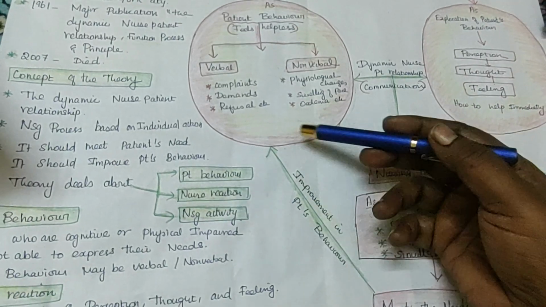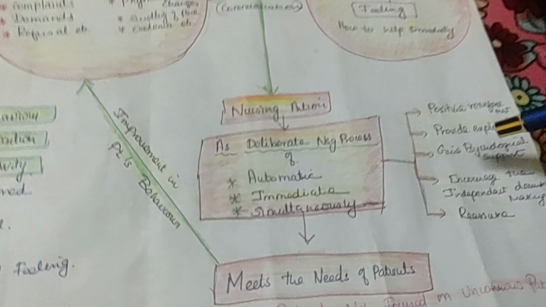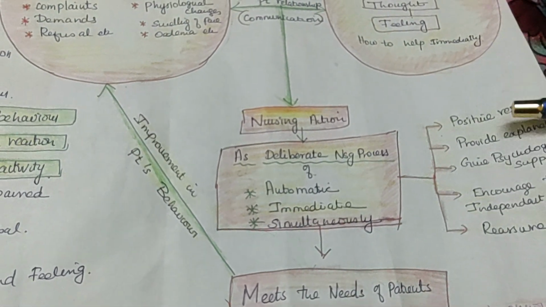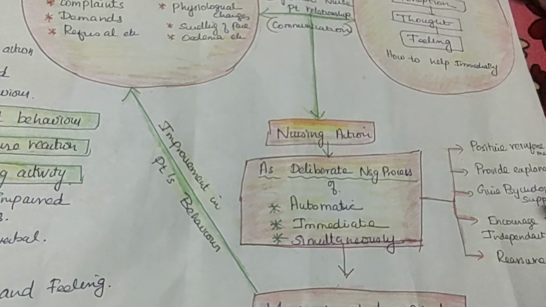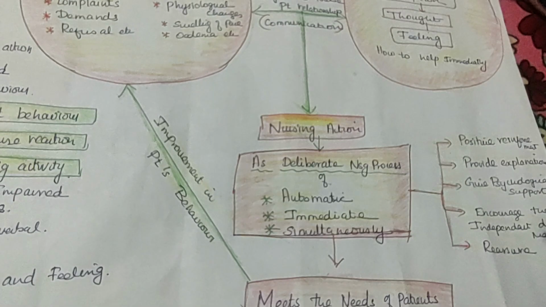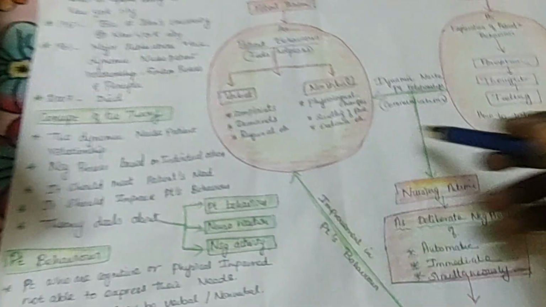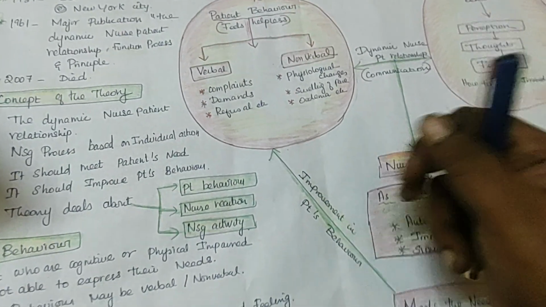That is the effectiveness of the nursing care you are giving. If it is not there, again you have to do nursing actions like positive reinforcement and positive explanation, give psychological support, encourage independent decision making if they are doing well, and reassure them, so that the patient's behavior improves and a sense of well-being is felt by the person.